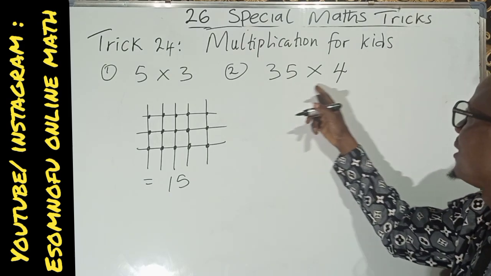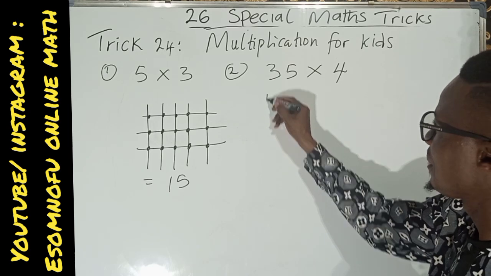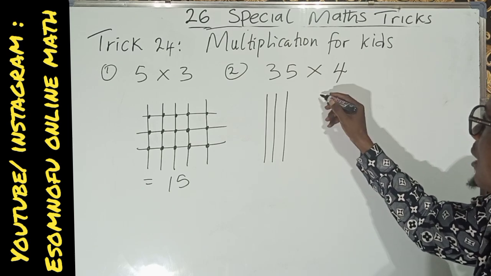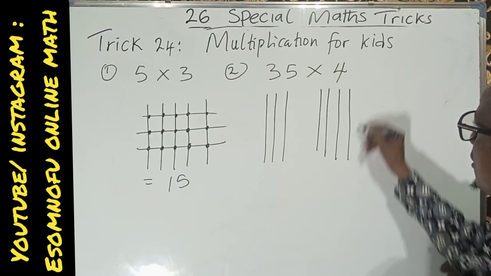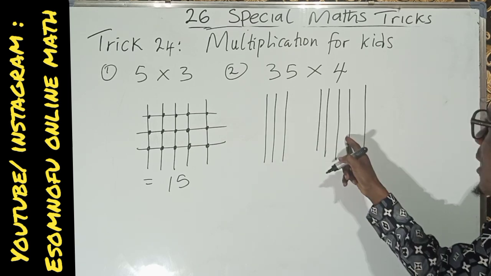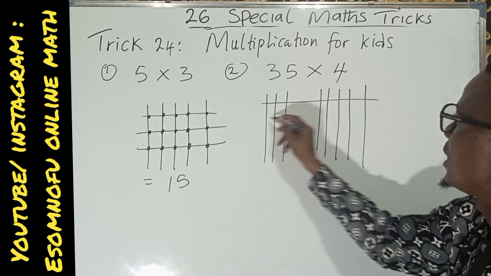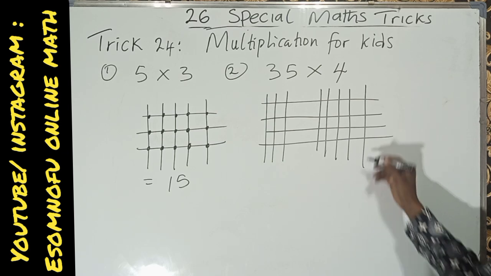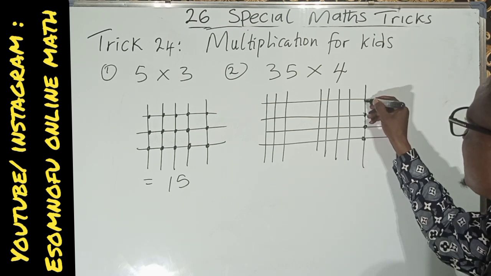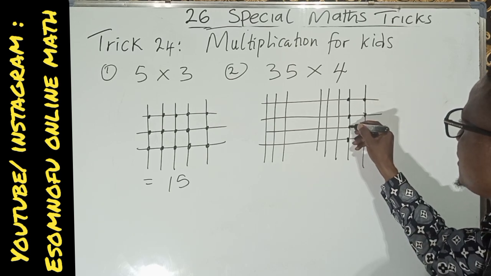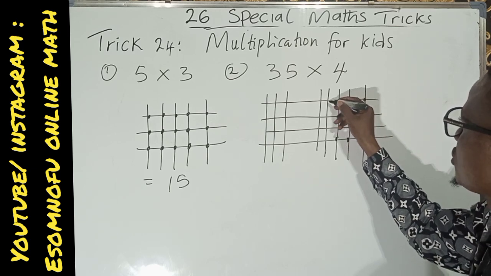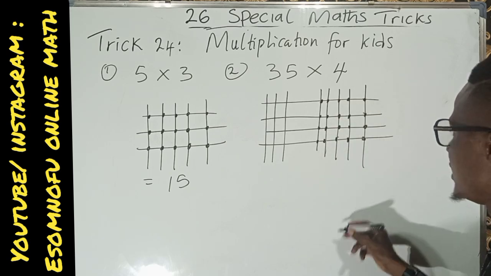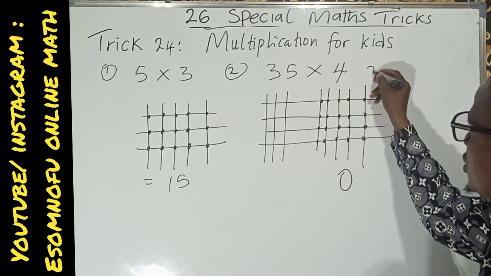For this one, where we have 35 times 4, write 3: 1, 2, 3. Then give a space, draw 5: 1, 2, 3, 4, 5. That is 35. Then draw 4 horizontal lines: 1, 2, 3, 4. Check the points of intersection. Let's check: 1, 2, 3, 4, 5, 6, 7, 8, 9, 10, 11, 12, 13, 14, 15, 16, 17, 18, 19, 20. 20, write 0, carry 2.